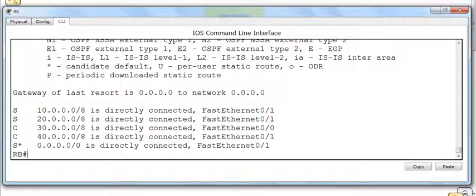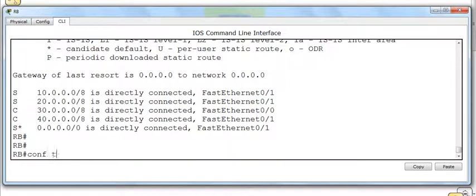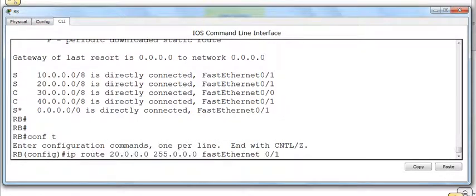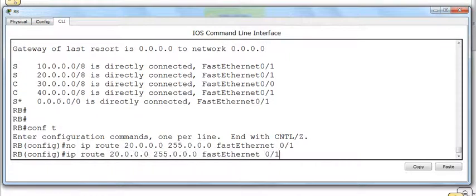Right. Now I'm going to remove the static routes. No.